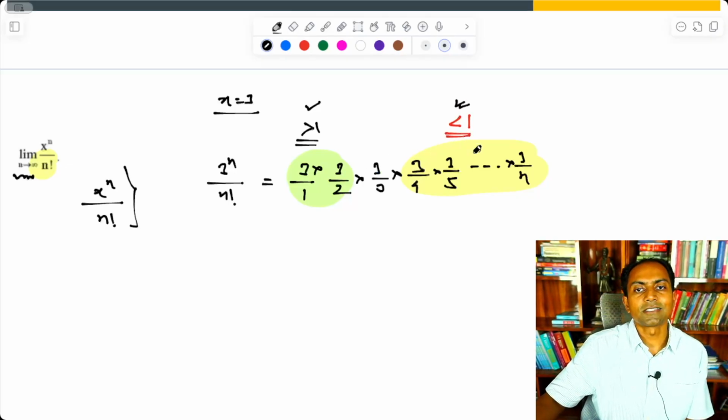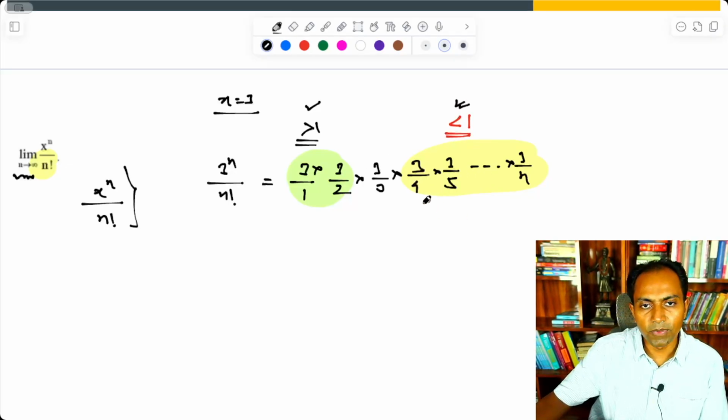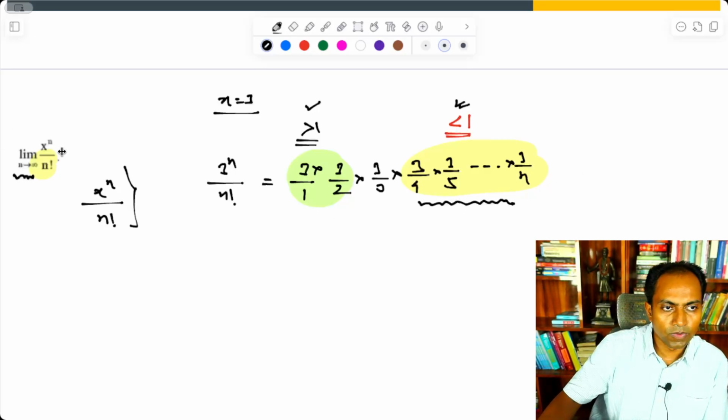The reason is that n is tending towards infinity. So what is happening is, when these terms become smaller and smaller and smaller, they multiply and become smaller and smaller, and the overall value will move towards 0. So the answer comes out to be 0.